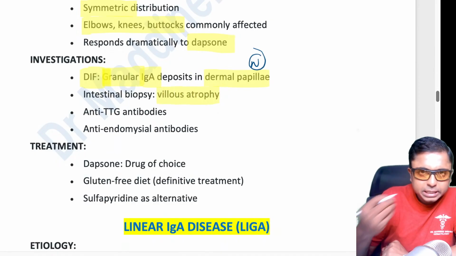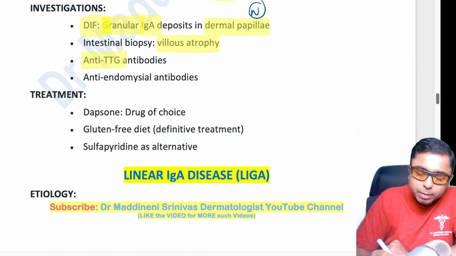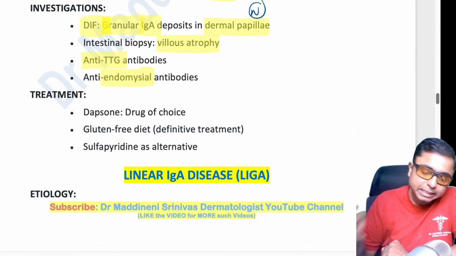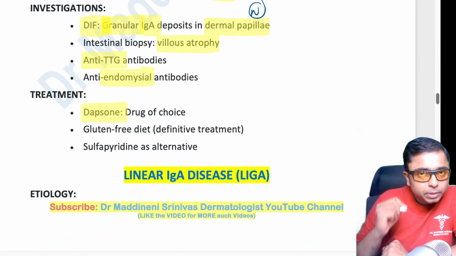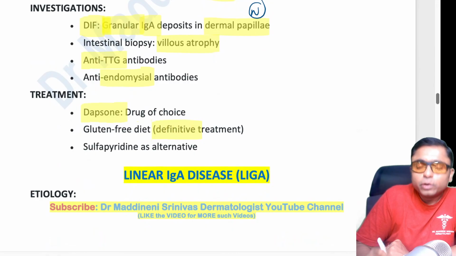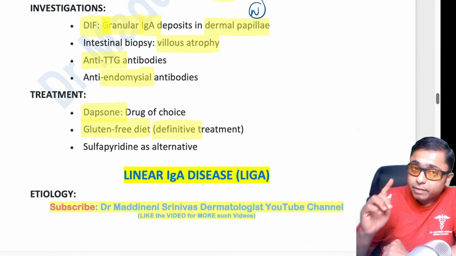Intestinal biopsy, of course, celiac disease, villous atrophy will be there, and the anti-tissue transglutaminase 3 antibodies and also endomysial antibodies can be seen. The drug of choice for the dermatitis herpetiformis is dapsone, but remember, the treatment of choice and the definitive treatment is going to be gluten-free diet. Gluten-free diet, very important point.